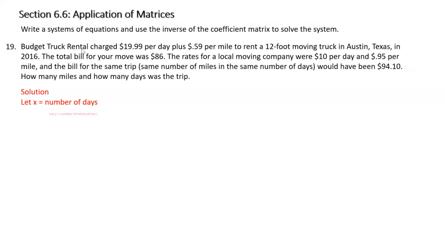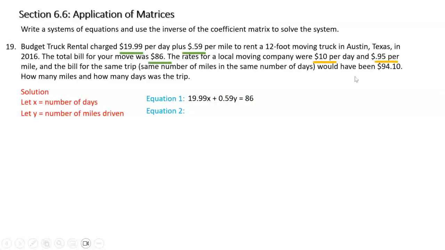Okay, let's solve that. X equals number of days and Y equals number of miles. Equation 1: $19.99 per day, 59 cents per mile, and the total was $86. So my first equation is 19.99x plus 0.59y equals 86. For equation 2, it's $10, 95 cents, and the total was $94.10. That's my equation number 2: 10x plus 0.95y equals 94.10.